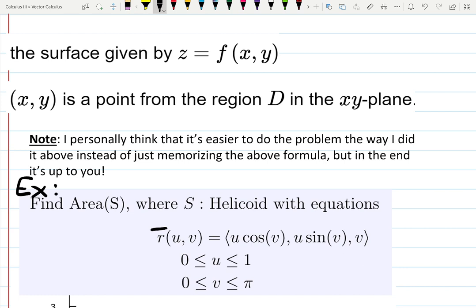R of u and v equals u cosine v, u sine v, v. For you to know, u and v is not some kind of secret notation that you should always keep. You totally could rename it to be r and theta, and it's going to be r cosine theta, r sine theta, and theta. It's not forbidden. U and v is just very popular. U is from 0 to 1, v is from 0 to pi, which gives you the idea that v is the angle, u is a distance.